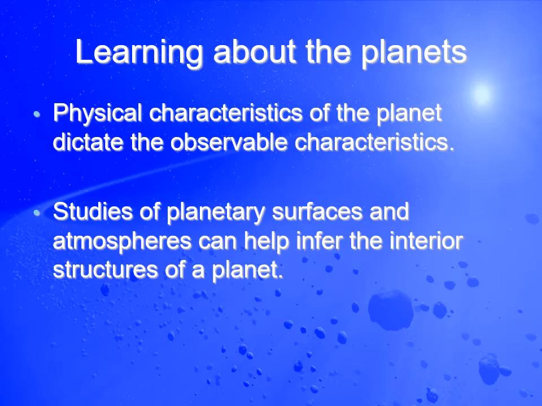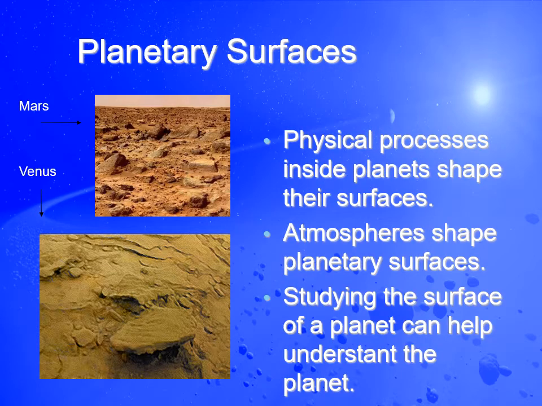The most common tool that we have is our telescopes or even orbiting spacecraft looking down on a world, making measurements from a distance. So how does what we discover that way tell us about what's going on inside the planet? Well, first of all, what's going on inside affects the surface and the atmosphere. And then the atmosphere itself affects the surface.